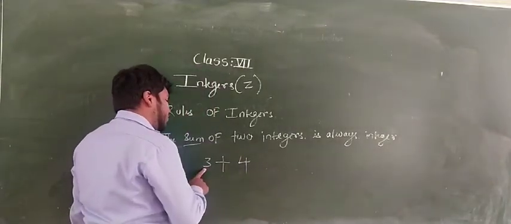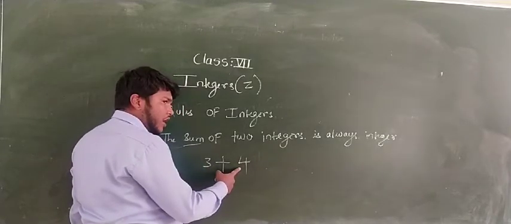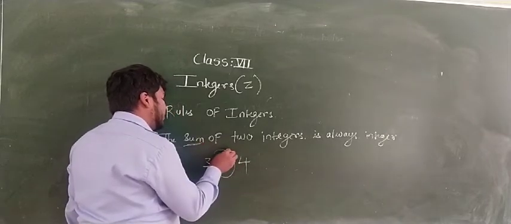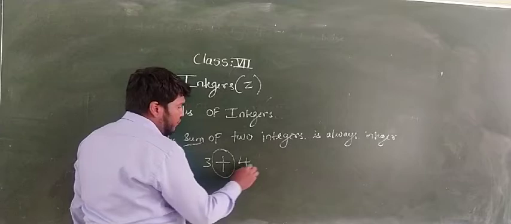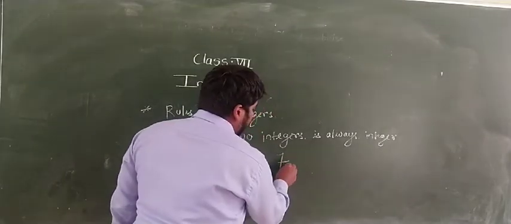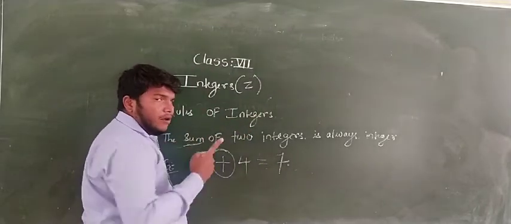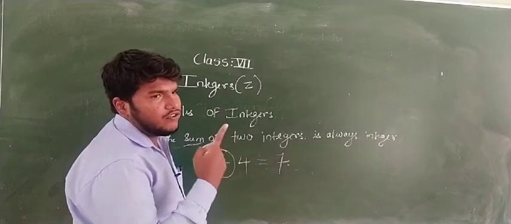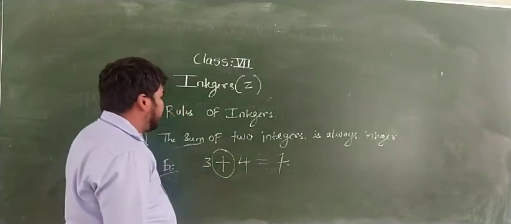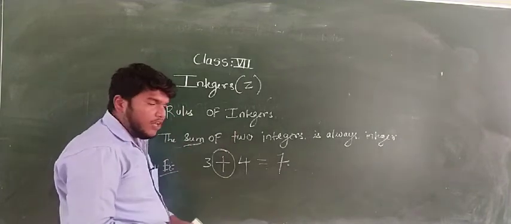So this is the first integer, this is the second integer. First integer I have taken as 3, second integer I have taken as 4, and the word sum is indicated by the plus sign. So 3 plus 4 equals 7. Means 7 is also an integer. I told the definition of integers: the numbers which are positive and negative, including 0, are called integers.